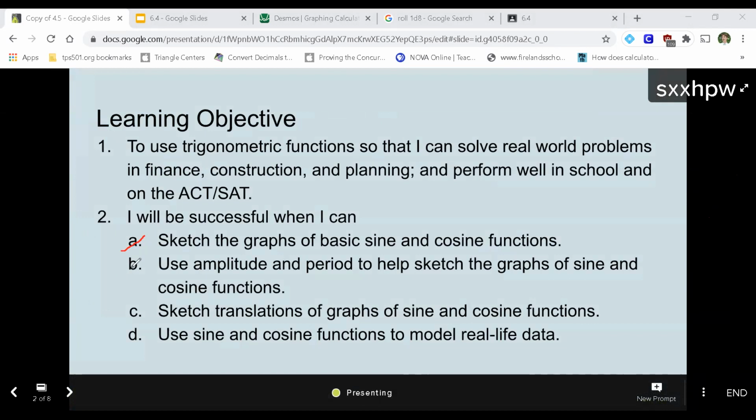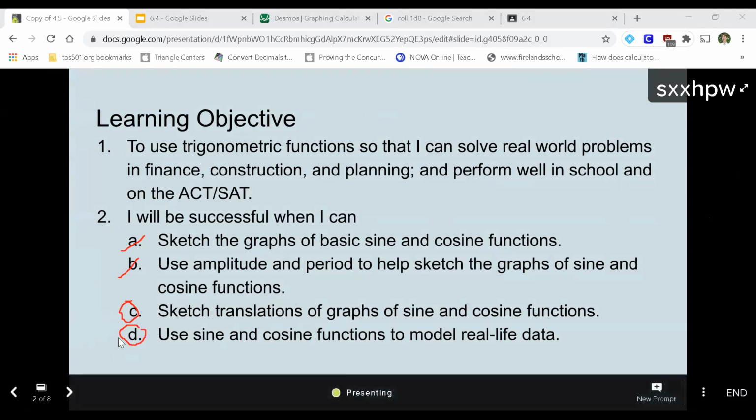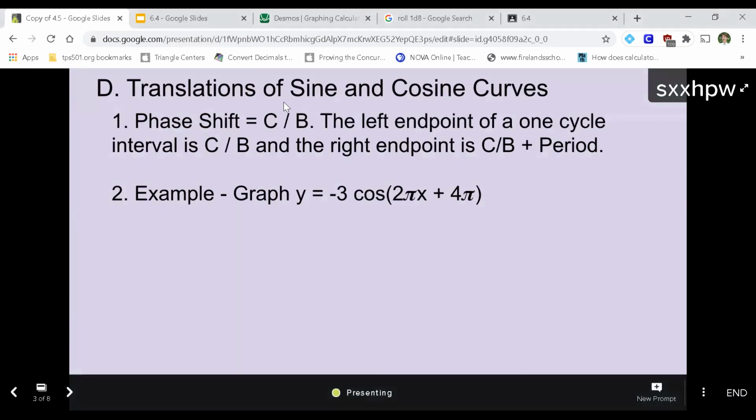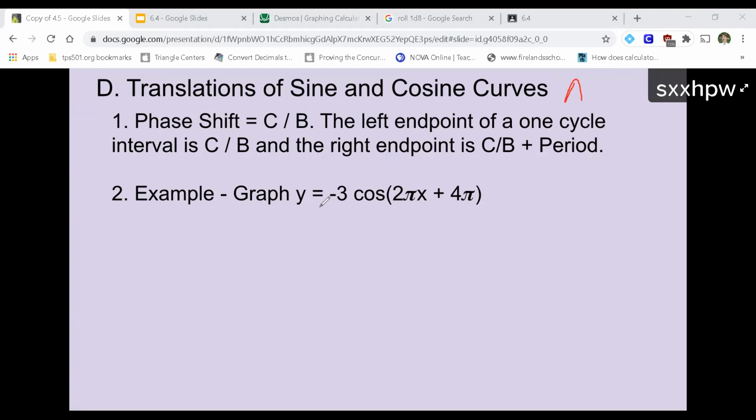All right, so we did these things yesterday. Today, we're going to talk about the C and D values, what they do to the graph. And that is your translations. And also how to model real life data. That last point will be super quick. All right, so as a review from yesterday, remember any sine or cosine function can be written in the form of a sine of bx plus c minus d.